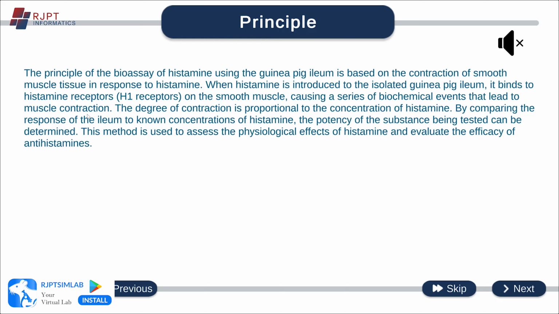The histamine acts and muscle contraction takes place, and the degree of contraction is proportional to the concentration of histamine. The amount of contraction that takes place is directly proportional to the concentration of histamine. We are using different concentrations of histamine. By comparing the response of the ileum to known concentrations of histamine, the potency of a substance being tested can be determined. This method is used to assess the physiological effect of histamine and evaluate the efficacy of antihistamines.